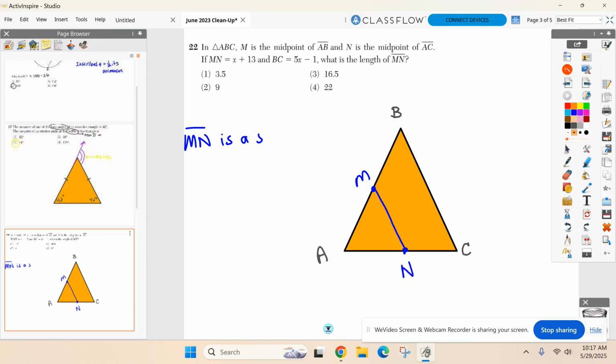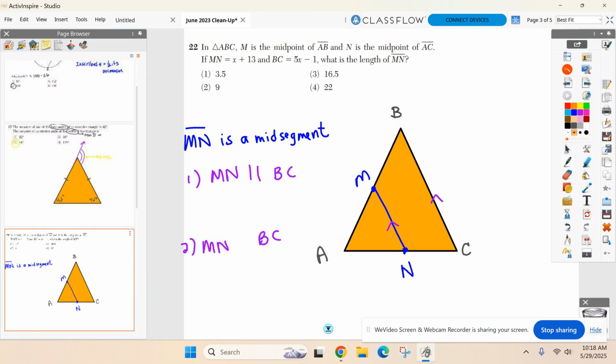There are two properties of a mid segment we should be aware of. MN deals with the third side, the side it does not connect. So MN and BC have a couple of relationships we need to be aware of. Well, they're parallel to each other. If it's a mid segment, they are parallel.